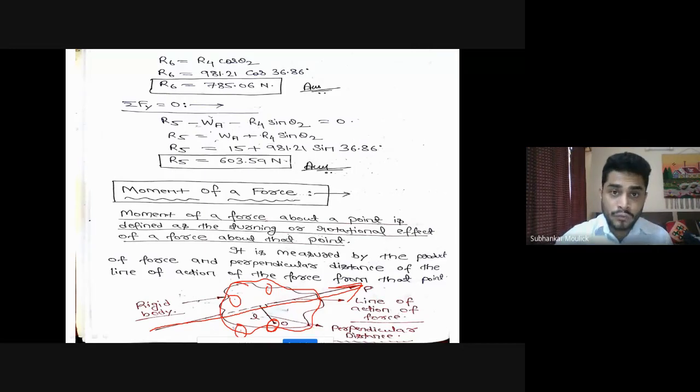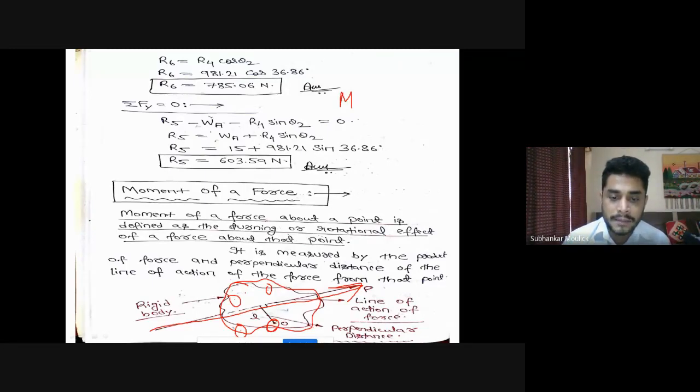If I want to find out the value of moment, how can I find it out? I know what moment is. Moment I am finding out about a particular point. So can you tell me, by looking at this diagram, at which point I will be calculating the moment?